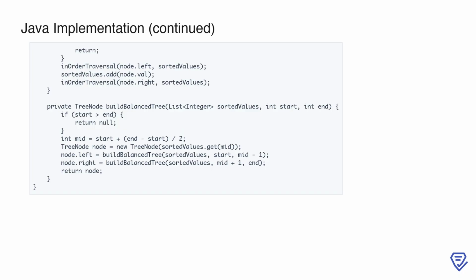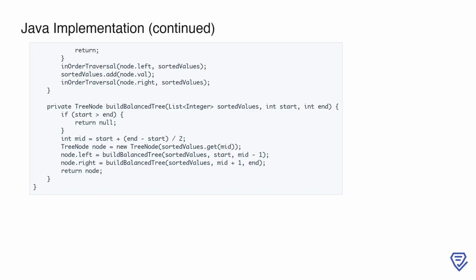Next, we move to the buildBalanceTree method. This function takes the sorted values and uses a divide and conquer strategy to construct a balanced binary search tree. We calculate the middle index of the current range, create a new tree node using the value at this index, and recursively build the left and right subtrees using the left and right halves of the list, respectively. If the start index exceeds the end index, we return null to indicate that there are no nodes to add in that range.